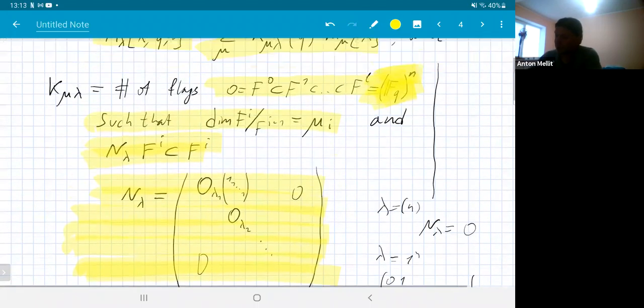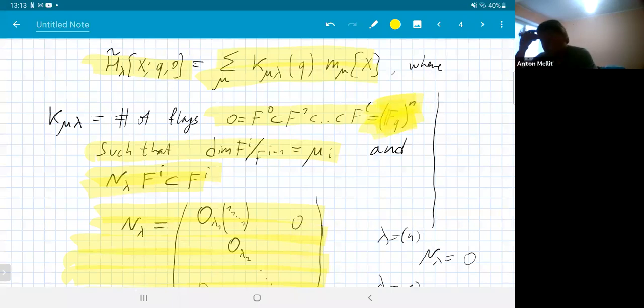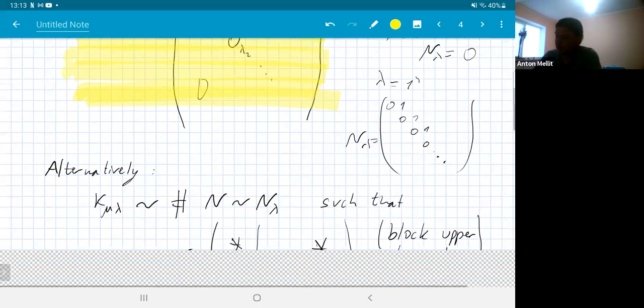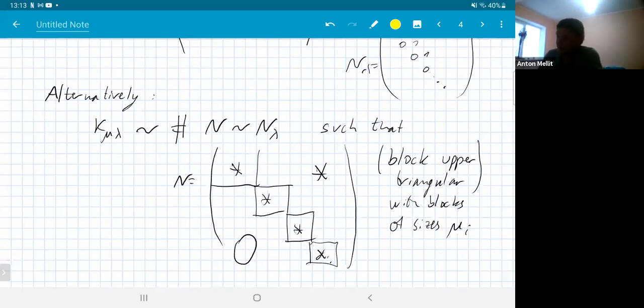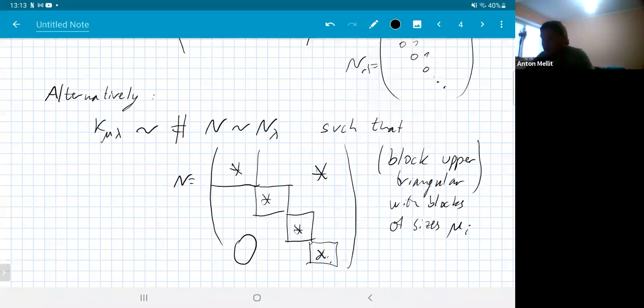So you count these flags and you get a polynomial in q, and that's your K_{mu,lambda}. And if you do it over complex numbers, then it turns out that this space of such flags can be paved by affine spaces, and you just count how many affine spaces of each dimension you have and put it in a generating function. Then there is another way. When you have a nilpotent matrix and you count flags, you have geometry here. All nilpotent matrices of the same type are conjugate, and all the flags are conjugate.